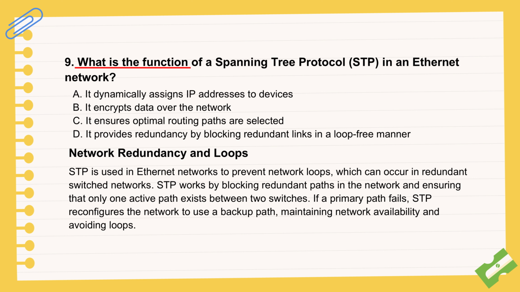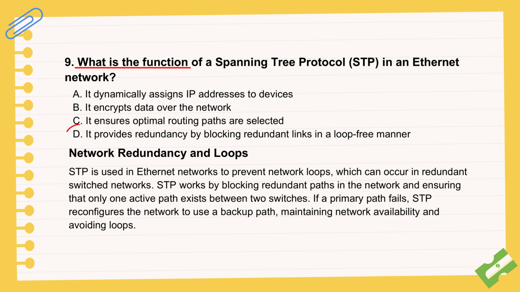Okay. Question 9, preventing loops. What's the function of spanning tree protocol, STP, in an Ethernet network? Options: assigns IPs, encrypts data, ensures optimal routing, or provides redundancy by blocking redundant links loop-free. That last one, definitely the last one. It provides redundancy by blocking redundant links in a loop-free manner.